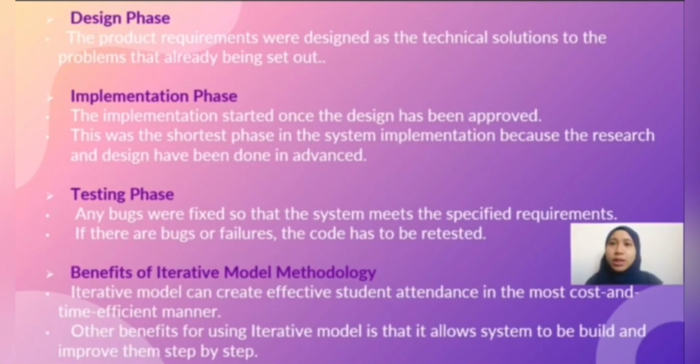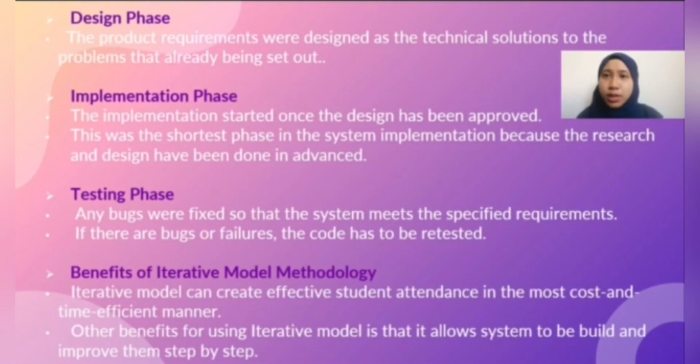The fourth is design phase. The product requirements were designed as the technical solutions to the problem that had already been set out. Then implementation phase. The implementation started once the design had been approved. This was the shortest phase in the system implementation because the research and design had been done in advance.